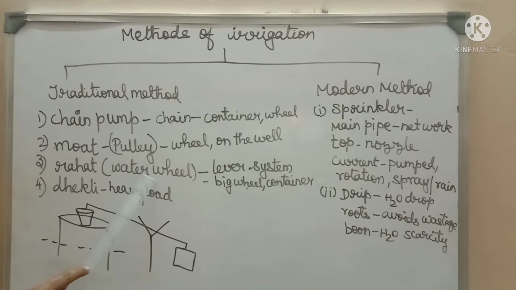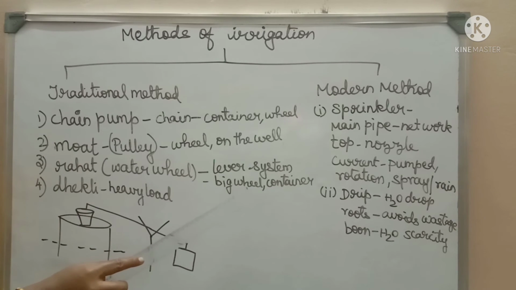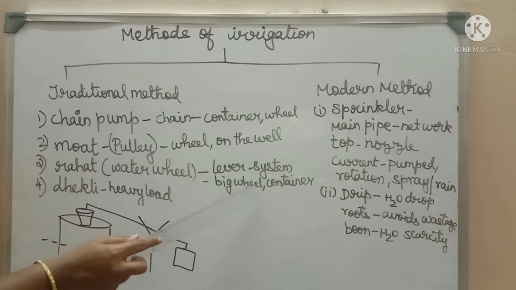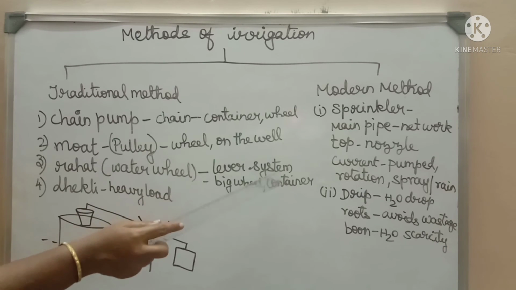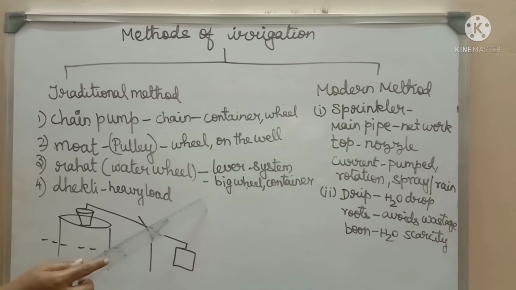Next is the rahat. Rahat is a water wheel which works on the lever system. It is a big wheel which contains many containers. It is placed near the water source. As the wheel rotates, the containers fill with water and empty into the farmland.